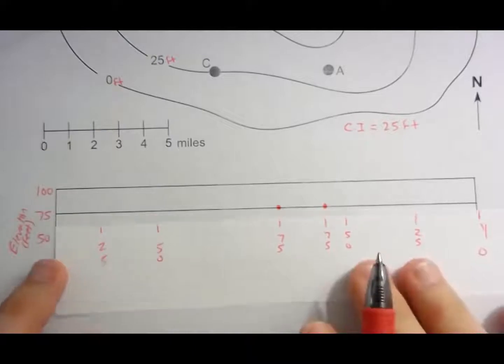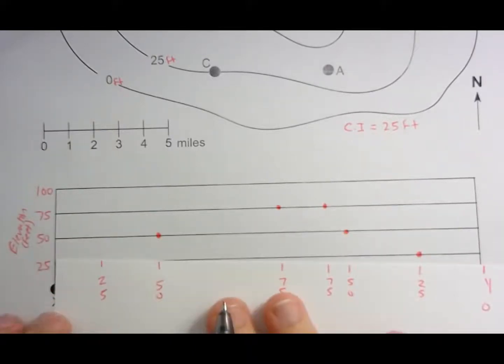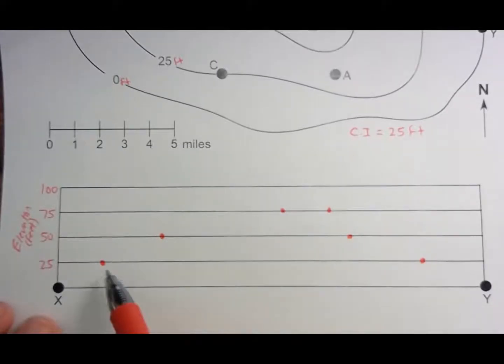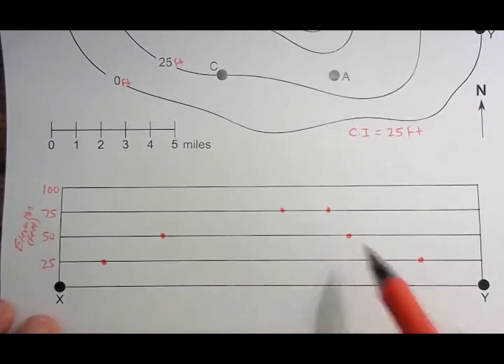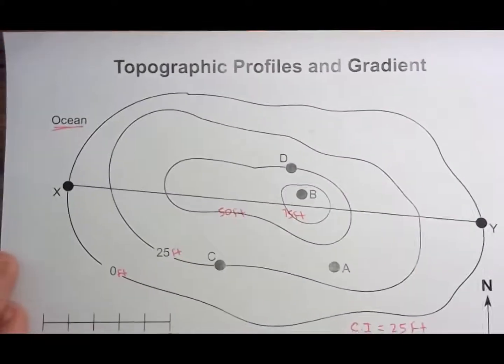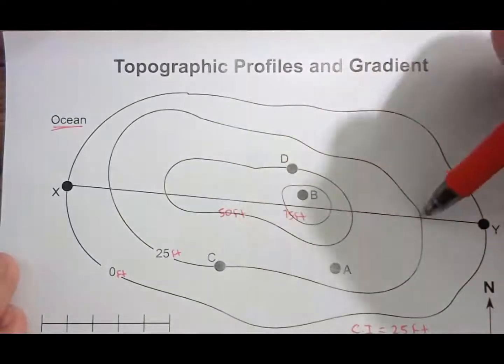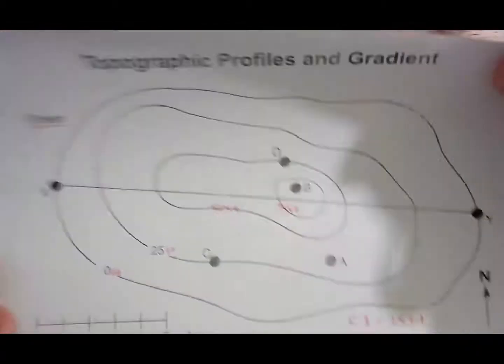Okay? So at this point, we're finished with the scrap paper for now. You're left here with 1, 2, 3, 4, 5, 6 points of intersection. And if we check the map, our line goes across here, 1, 2, 3, 4, 5, 6. So it matches.